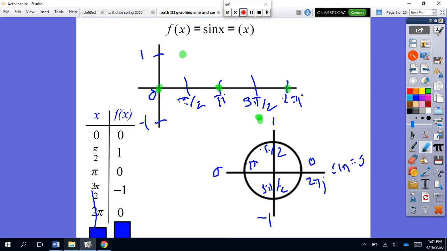So if I connect those, and it's a curve, I just graph it like that. So you graph it kind of a curve like that. Okay, this isn't in your notes.